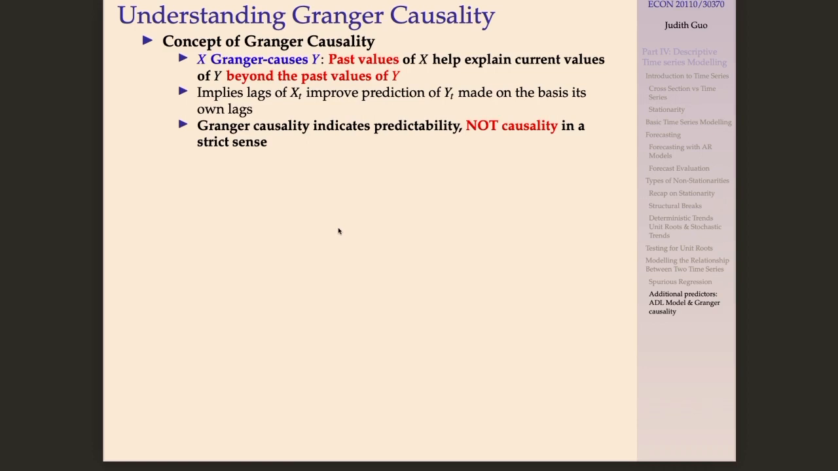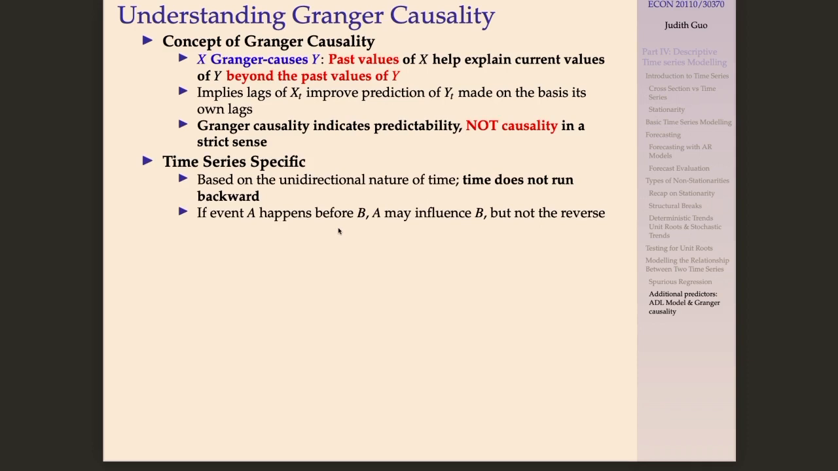It's sort of a causality concept proposed by Granger. That's why it's called Granger causality. Maybe a more appropriate term here is Granger predictability. Okay? It's about predictability, not about causality. We want to know whether lags of X improve the prediction of Y, okay, on top of that based on the lags of Y itself.